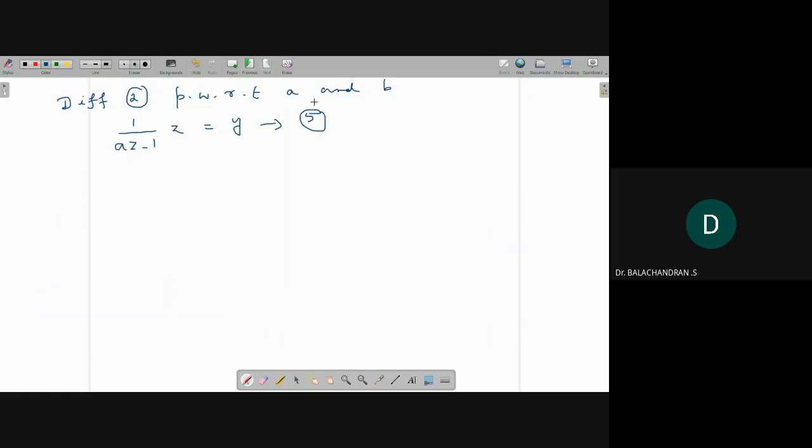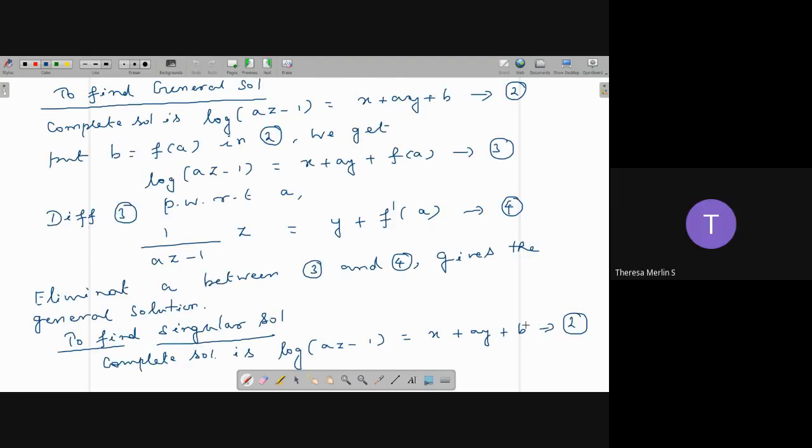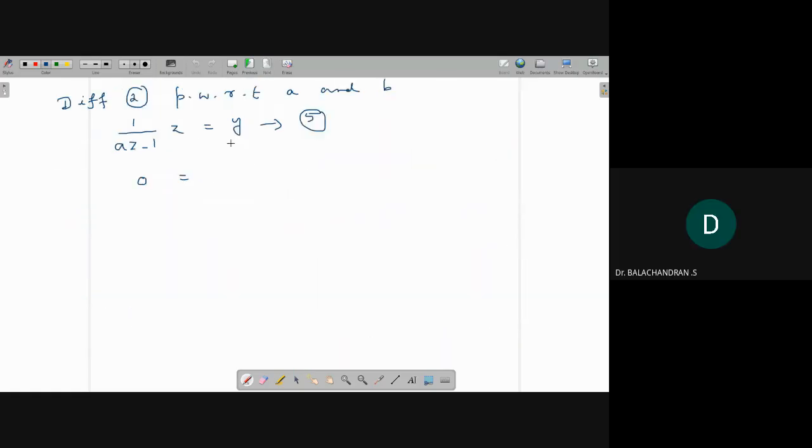If you differentiate partially with respect to b, the left hand side is 0, the right hand side is 1. So actually this is not possible. So there is no singular solution of the given problem.